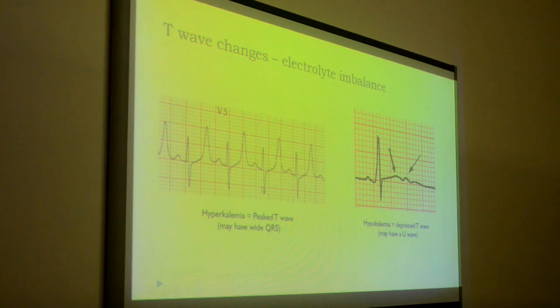And in electrolyte imbalance, the most important electrolyte for T waves is potassium. Hyperkalemia, high T waves; hypokalemia, low T waves. Hyper, high; hypo, low. Here you may have other changes like wide QRS, and you can also see a U wave, which is a wave after the T wave. Clear? I don't know why these changes happen, but these are the classic changes. Hyperkalemia, high T wave; hypokalemia, depressed T wave.